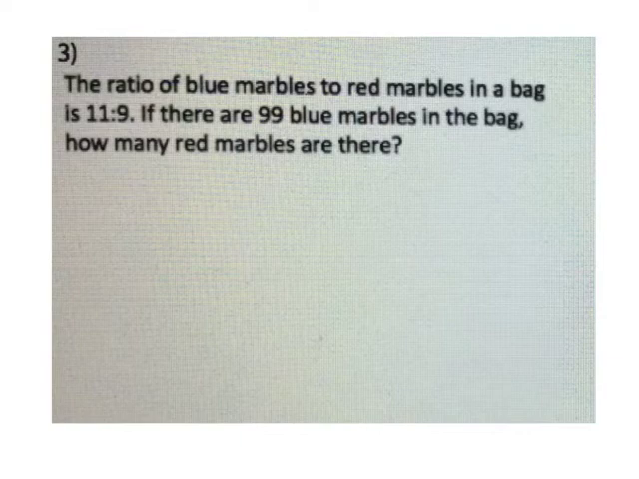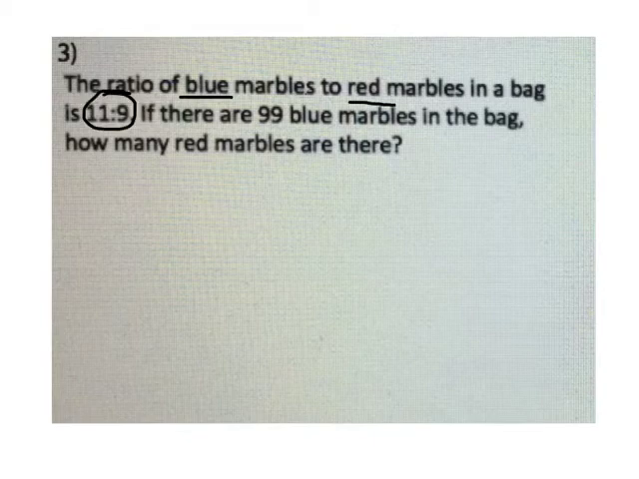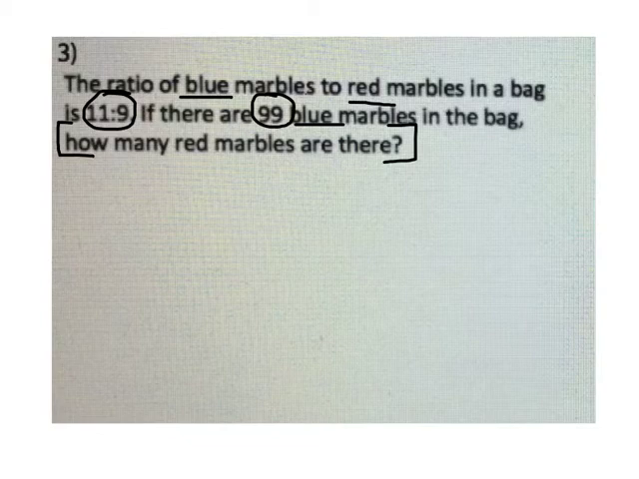The ratio of blue marbles to red marbles in a bag is 11 to 9. If there are 99 blue marbles in the bag, how many red marbles are there? Make sure that you organize your work with both the labels and the ratio.